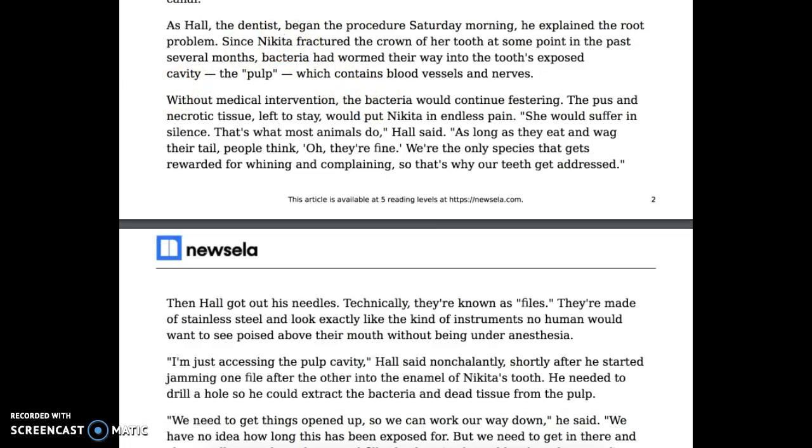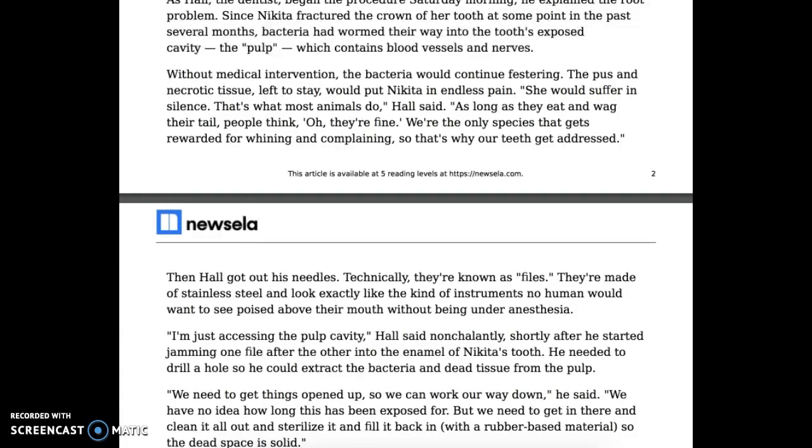That's what most animals do, Hall said. As long as they eat and wag their tail, people think, oh, they're fine. We're the only species that gets rewarded for whining and complaining. So that's why our teeth get addressed.